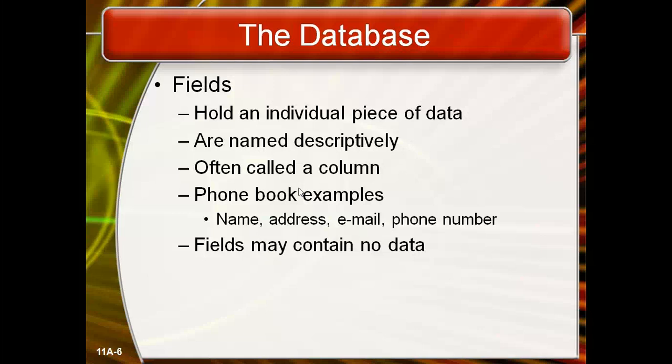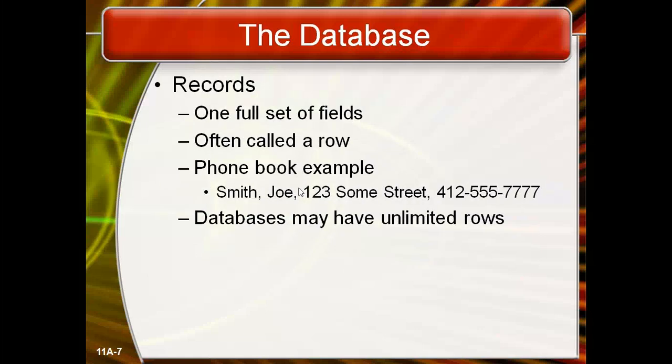I go ahead further. Records: one full set of fields. So in one row, all the fields would have been filled, often called a row. For example, this is one record: Simit, Joe, 1, 2, 3, some street and some number.